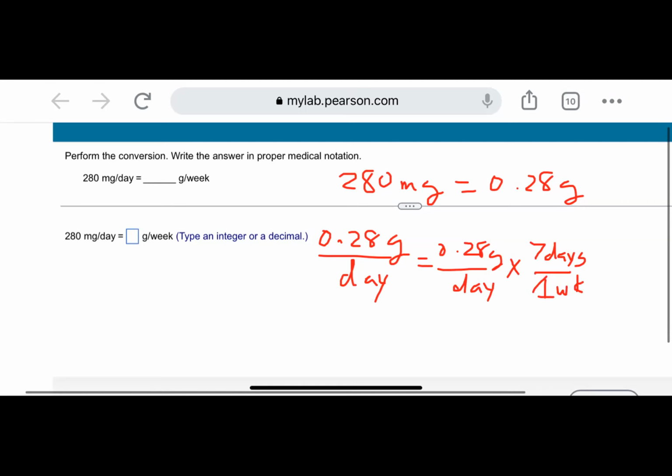And this should give me, remember that if I have this, the day will cancel the day, or 1 day will cancel that. So I have g and then a week. So 0.28 times 7 is 1.96 g per week. Again, same thing, right? You get to the same solution.